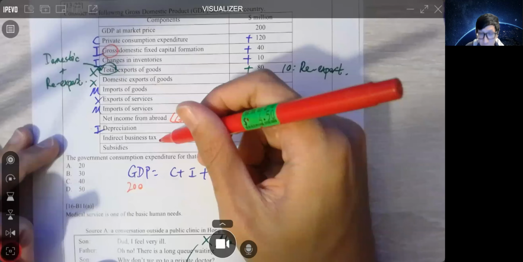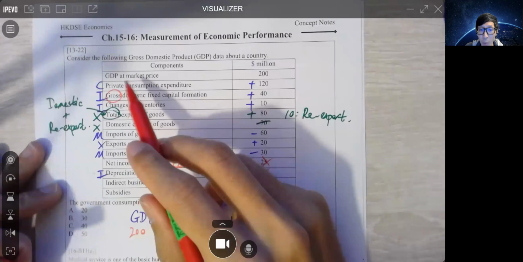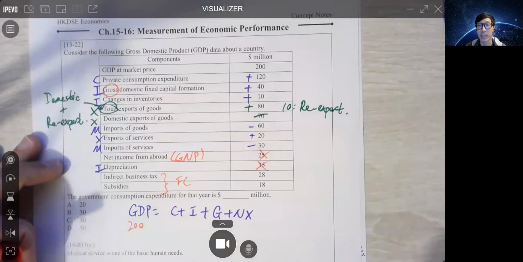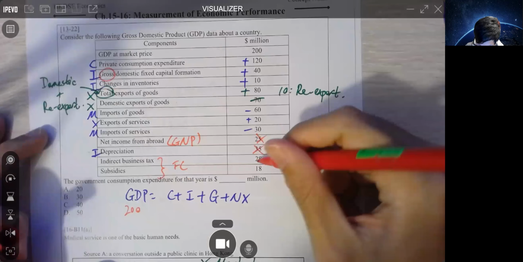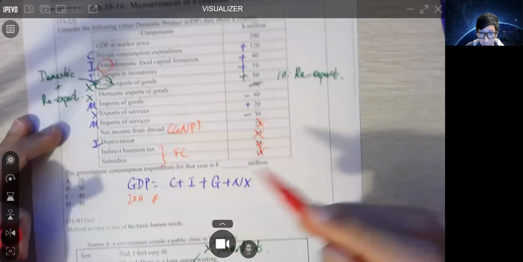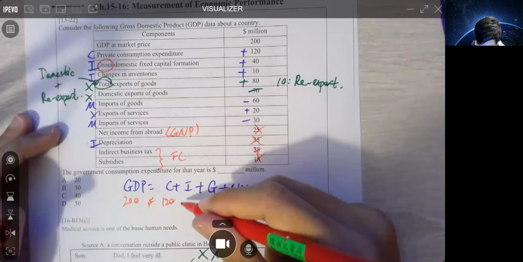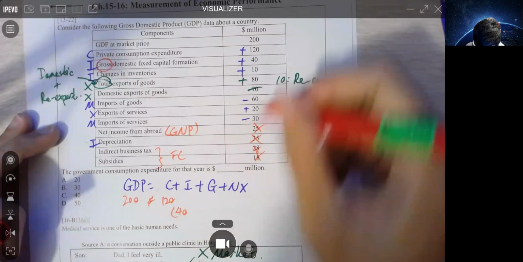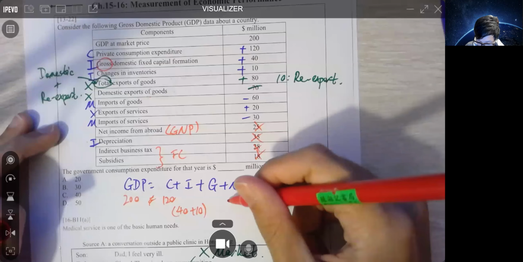We use these two to calculate market price and factor cost, right? But you are already given GDP at market price. And remember, the expenditure approach is already at market price. Therefore, no need to do anything funny. C here, let's see. C should be 120. Then I would be here, 40 plus 10. No need to do anything funny. G we do not know.